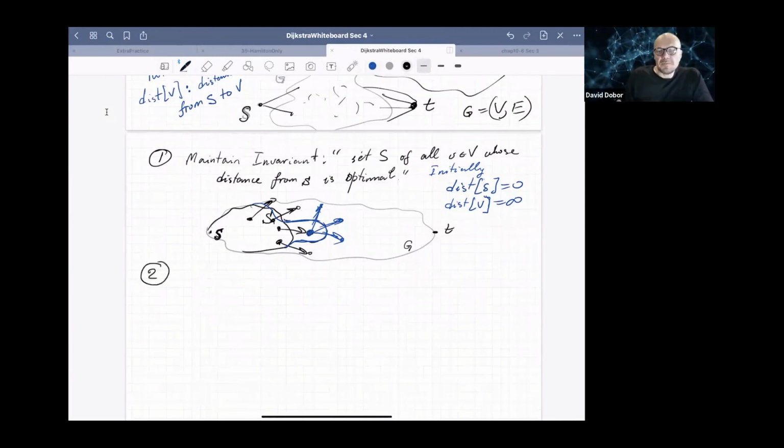By the way, feel free to stop me and ask me if something is unclear. Again, we'll be clarifying many of these things as we go along. This is our cloud S. This is our entire graph.